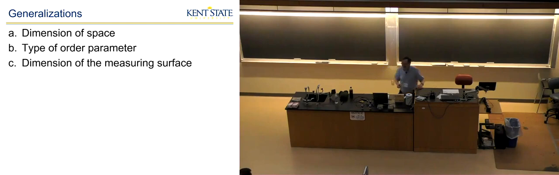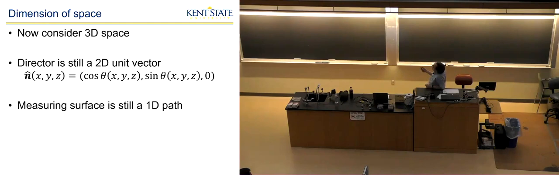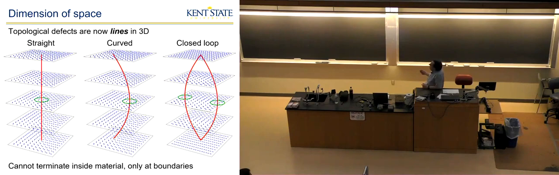All right. One kind of generalization is for what's the dimension of space. So I can now say, what if you still have a 2D unit vector, but it's defined as a function of three dimensions, x, y, and z. And the measuring surface, the path that you do measurements on, is still one dimensional. Well, in that case, everything gets extended.